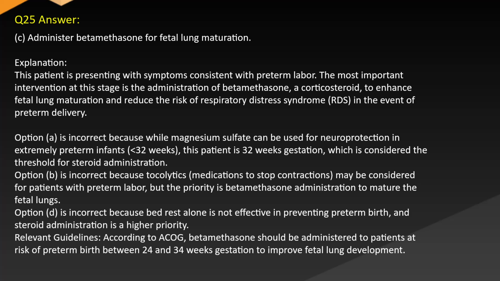Option D is incorrect because bed rest alone is not effective in preventing preterm birth, and steroid administration is a higher priority. Relevant guidelines: according to ACOG, betamethasone should be administered to patients at risk of preterm birth between 24 and 34 weeks gestation to improve fetal lung development.